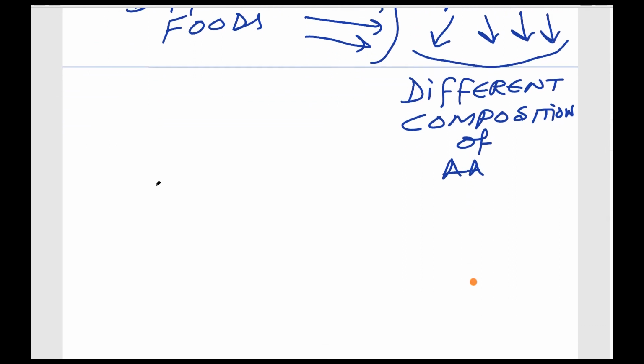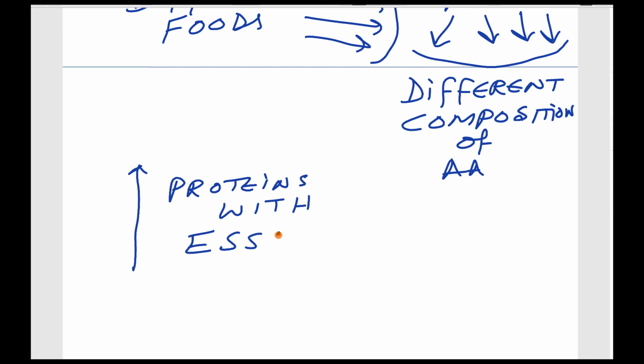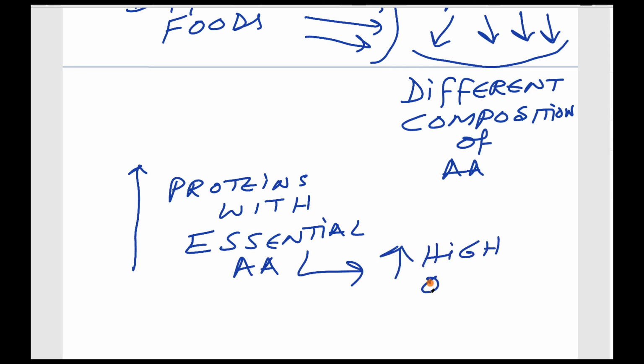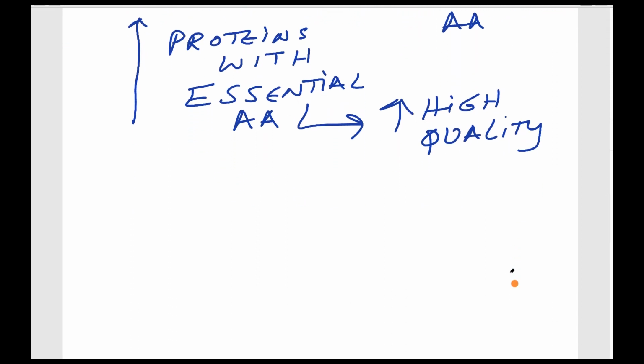Let us see some proteins with a high amount of essential amino acids. They are known to be high quality. The classification is based on that. How much quantity of essential amino acids is present, whether all the essential amino acids are present in the required quantity, and whether the composition is similar to the essential amino acid composition present in our tissues. That is the basis of classification based on nutritional quality.